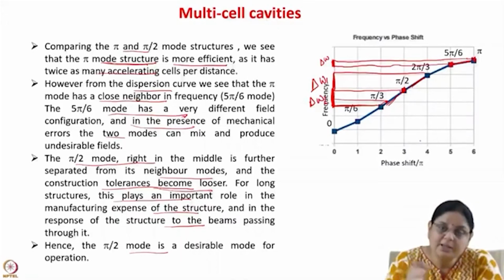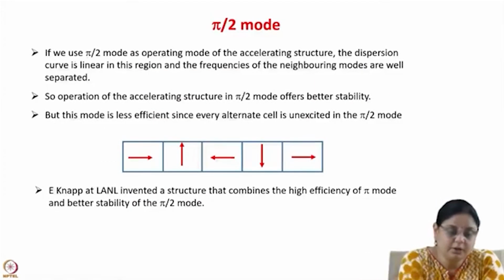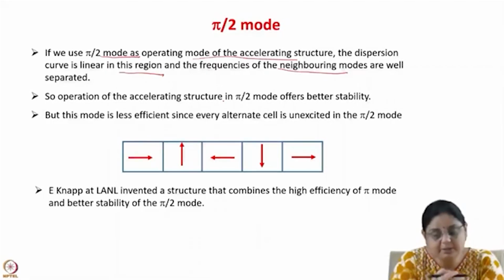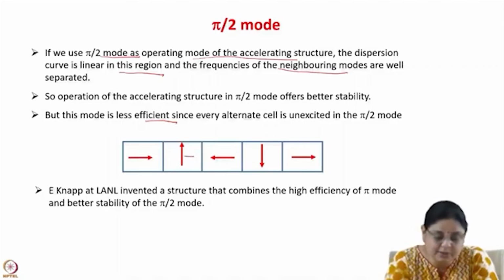However, it is inefficient as compared to the pi mode structure. So if we use the pi by 2 mode as the operating mode of the accelerating structure, the dispersion curve is linear in this region and the frequencies of the neighboring modes are well separated. So operation in the pi by 2 mode offers better stability, but this is less efficient since every alternate cell is unexcited. So you see here there is no EZ field here, there is no EZ field here, so it is inefficient.